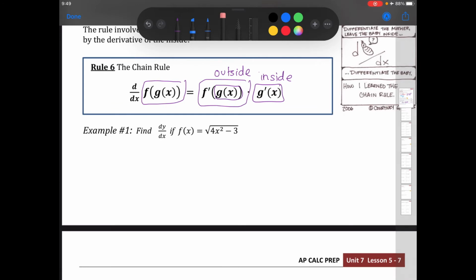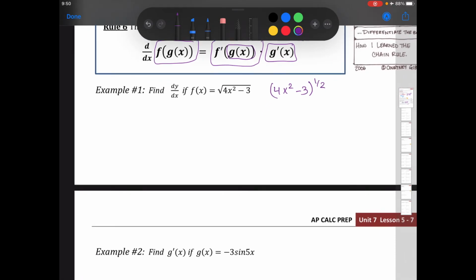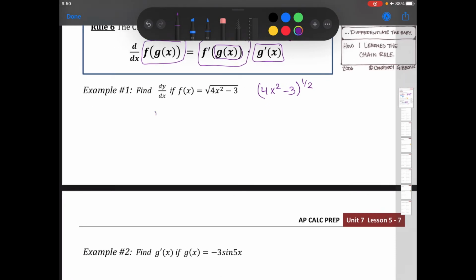So here it's asking me to find the derivative of the square root function. So I'm going to rewrite it as 4x squared minus 3 to the 1/2 power. Right? Always write your radicals with fractional exponents, so it's easier. So the derivative of this is what?